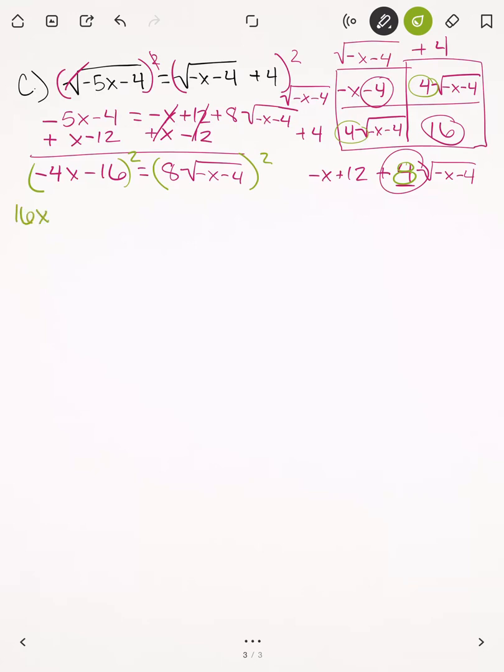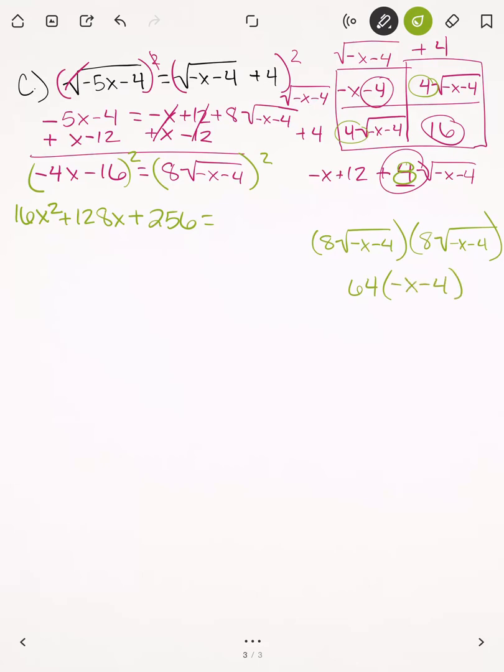So we get 16x squared plus 128x plus 256. On the other side, what we are doing is 8 times the square root of negative x minus 4 times 8 times the square root of negative x minus 4. Well, 8 times 8 is 64. The square root of negative x minus 4 times the square root of negative x minus 4 is just negative x minus 4. You have to make sure you distribute that 64 to both terms because it is being multiplied. Remember, that was the 8 on the outside being multiplied. It became 64, so now you have to distribute.